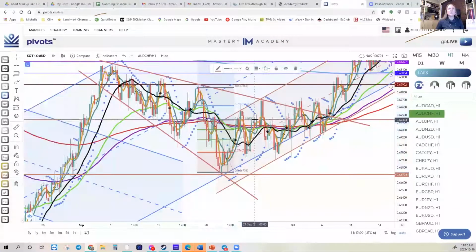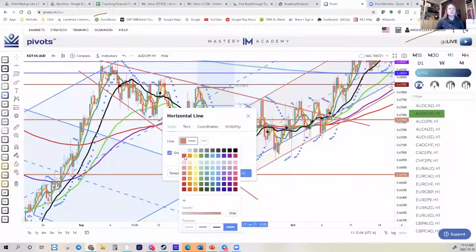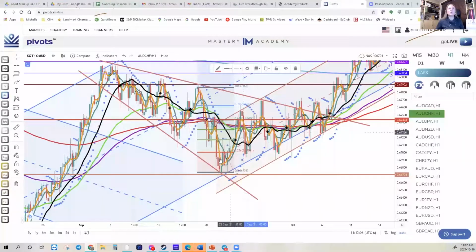But I could put an alert here, but this is kind of my TP area that I'm looking for it to come to. I'm looking for it to for sure go to the 61.8, which is the number one retracement zone. I'll put that as blue.